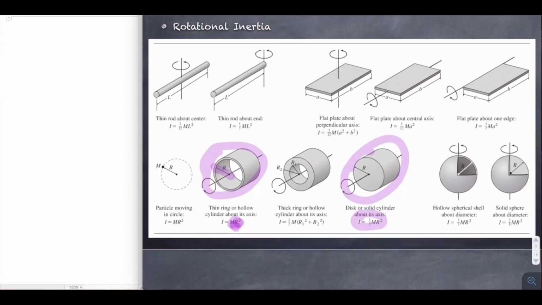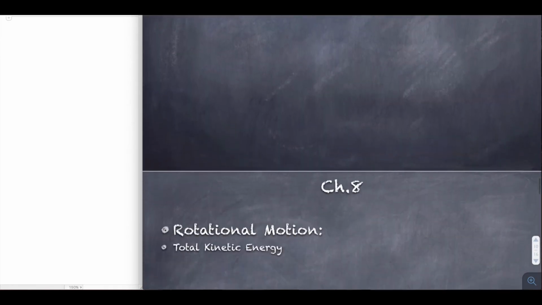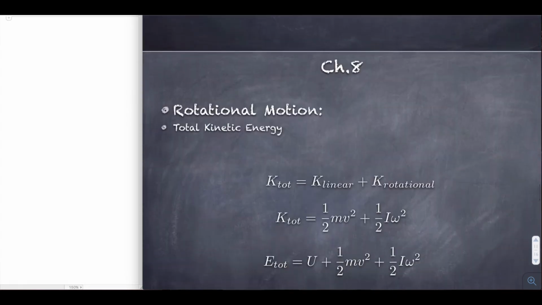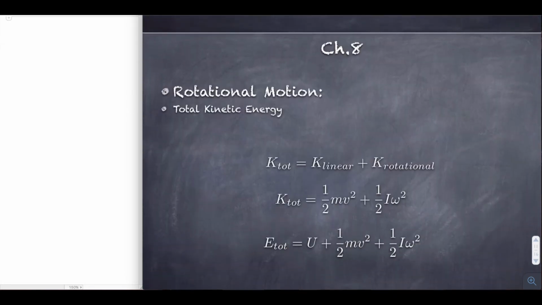And we have other geometries. This one is important. This is like a door. And we'll talk about spheres. So here's a hollow sphere, a solid sphere. And now we can move on to start solving some problems. But before that, we have to redefine our idea of total kinetic energy, which will now include linear kinetic energy, which is 1/2 mv squared, and rotational kinetic energy, which is 1/2 I omega squared.